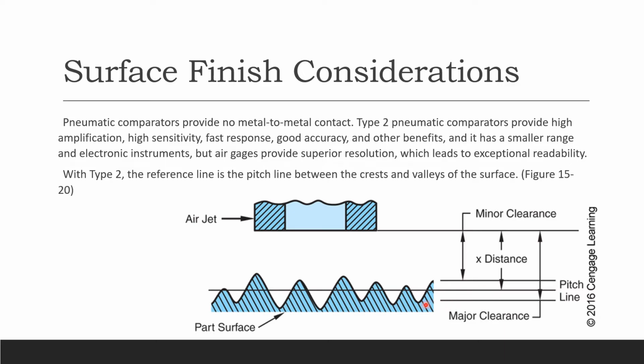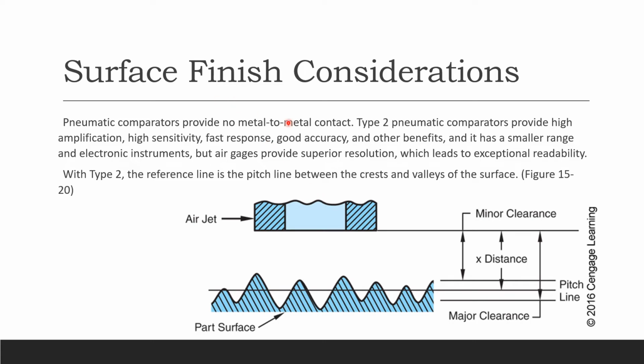Why is this major? Because we are going from this pitch line in between the crests and the valleys right there, and that's the part surface that we're trying to measure. So if you take a look at it here, your X distance is going to go from the pitch line all the way to the end of your minor clearance. Again, you don't have to go into details. All you have to know is general knowledge about pneumatic metrology.